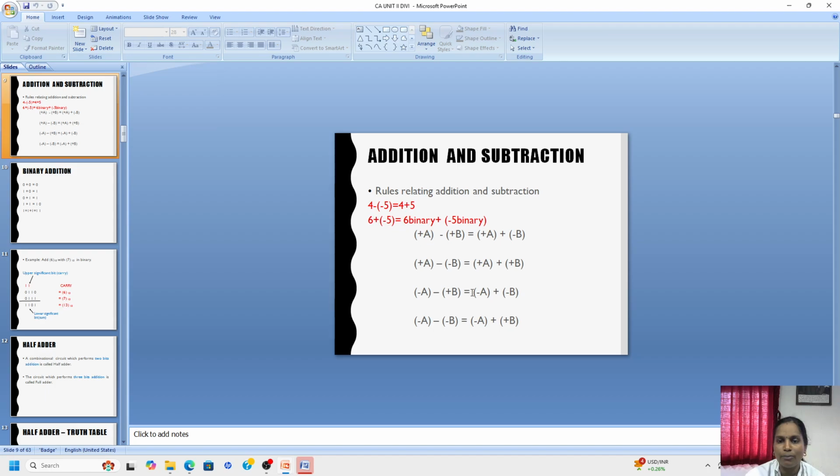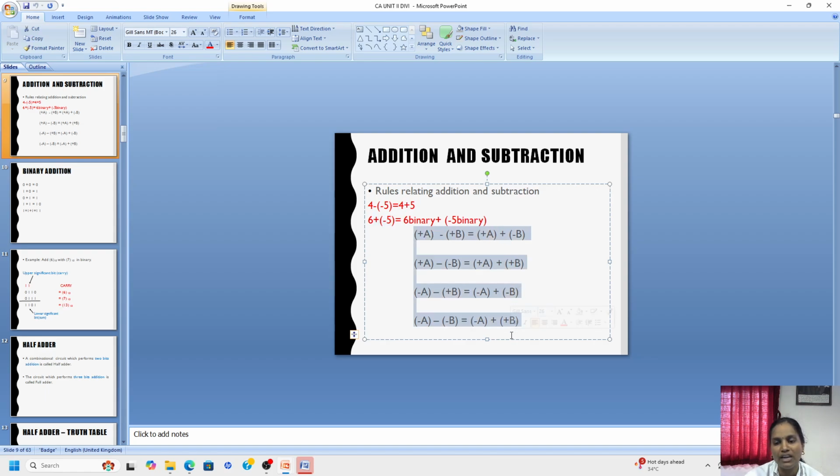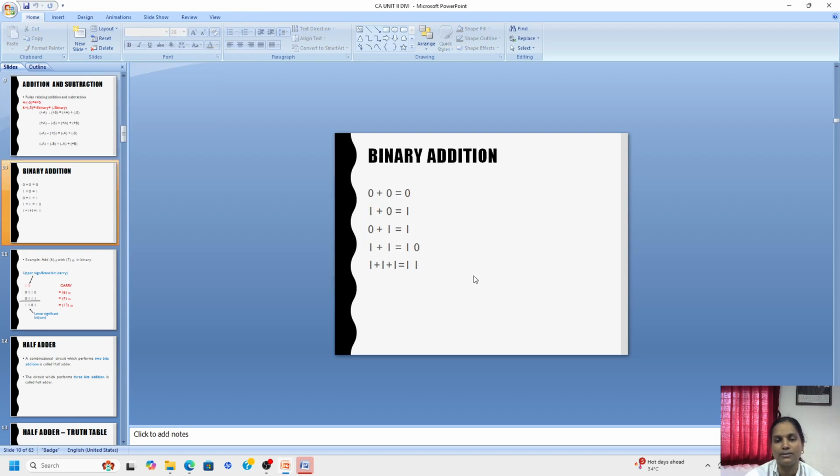Now we can perform the addition operation. The first one is 4 minus of minus 5, so it becomes 4 plus 5. So you can directly perform the addition operation. The next value is 6 plus minus 5. Here there is only one negative number, so you can perform a subtraction operation. Here are the different combinations of addition and subtraction.